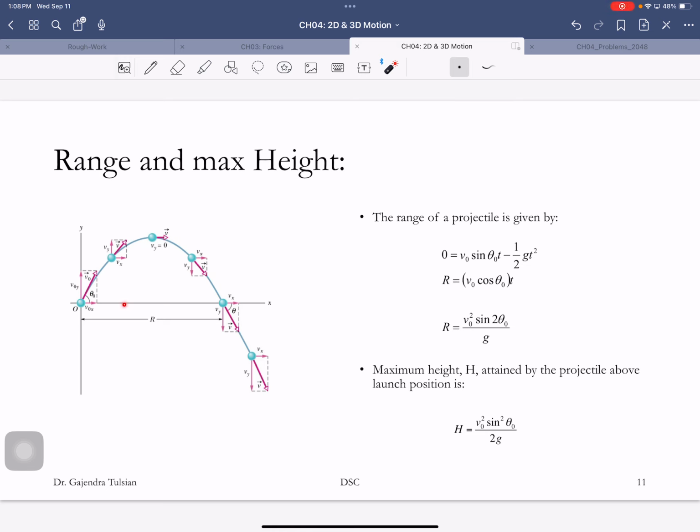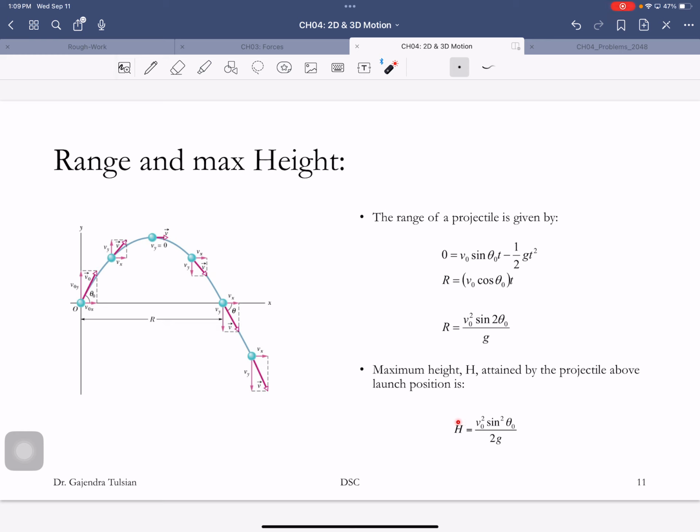So this is called the range: the horizontal distance the object travels when it's come to the same vertical location. The range is given by the initial speed squared times sine 2 theta naught, divided by g. Now for a given speed, as you change the angle, the range will change. But the maximum value this function can have is 1, and that happens at 90 degrees, so theta naught is 45 degrees, and you all know that. So you get maximum range with a launch angle of 45 degrees.